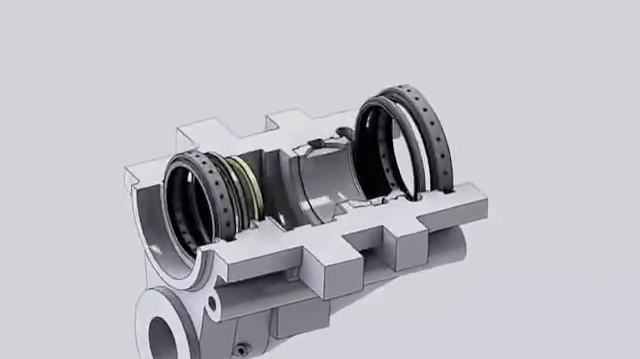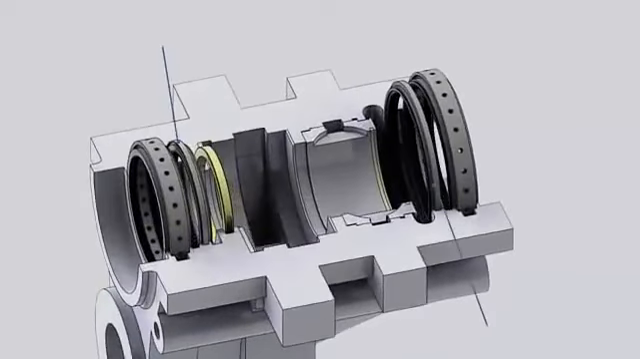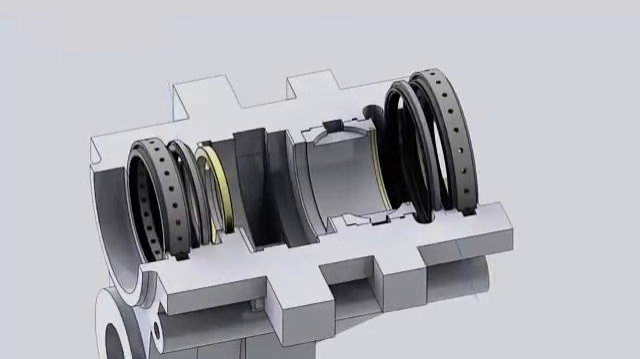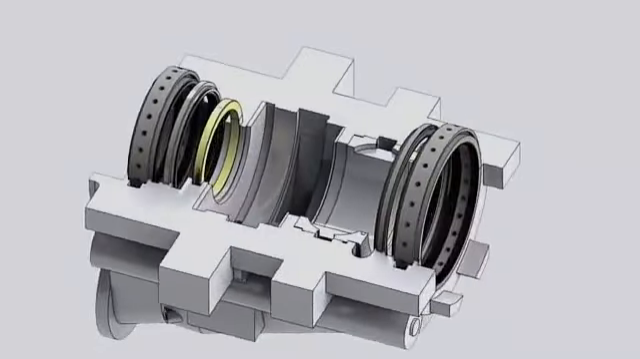Inboard of the main pressurized seals, two backup labyrinth seals are installed for positive sealing. A floating seal is installed on the forward of the thrust bearing cavity to contain the oil.